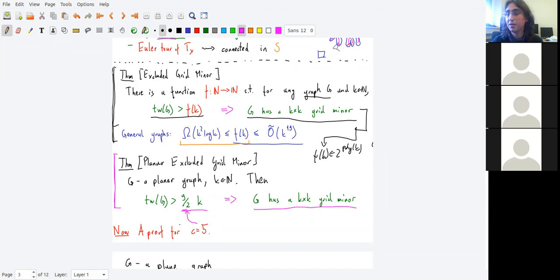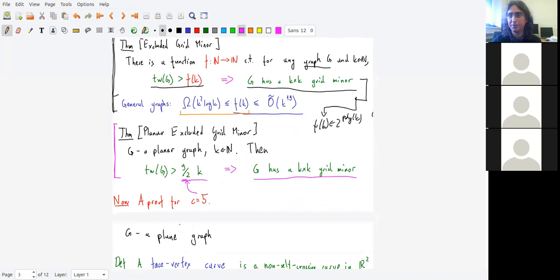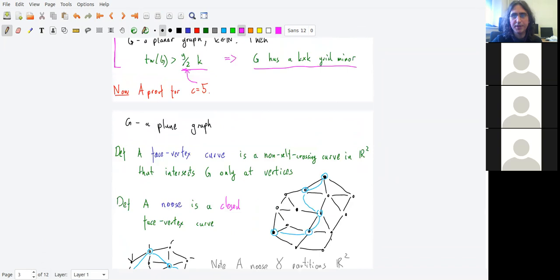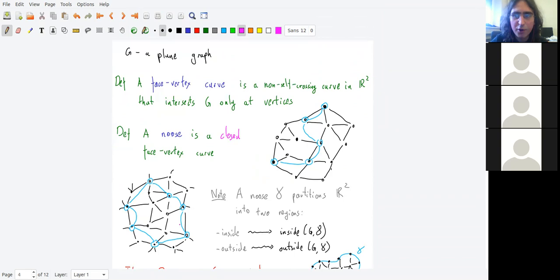And the proof will be significantly different from what Marcin was doing to prove the grid minor theorem in general graphs. It will very highly exploit the structure of planar graphs, and it will also show some nice properties of treewidth in planar graphs as well. Good. So this is what we'll be doing for the rest of the lecture. But before we actually do it, we need to develop some tools to understand the objects we'll be working with.